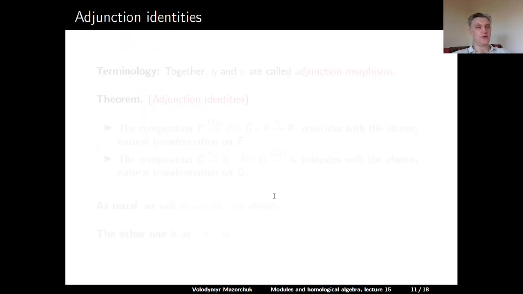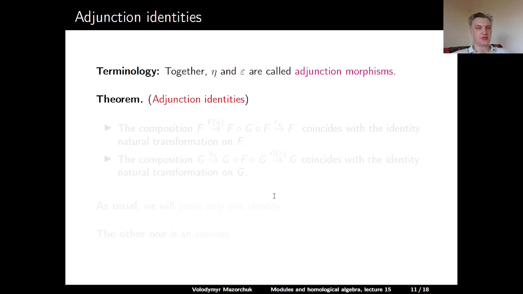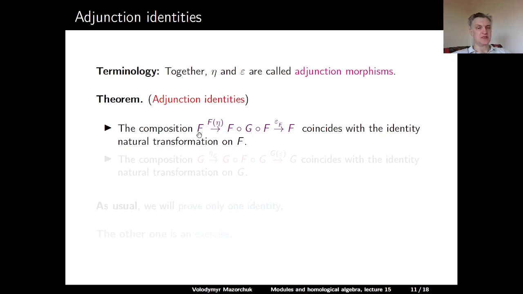And for the unit and the co-unit of the adjunction, we have the following identities. These natural transformations eta and epsilon are called adjunction morphisms. Theorem, which is usually called adjunction identities. The following composition coincides with the identity natural transformation on F. So we start at F, we apply F of eta, and we go to F after G after F, and here we apply epsilon of F and go to F. This composition coincides with the identity natural transformation on F.